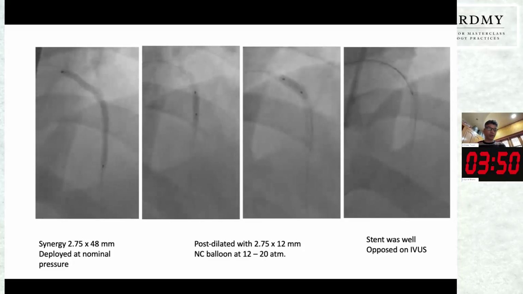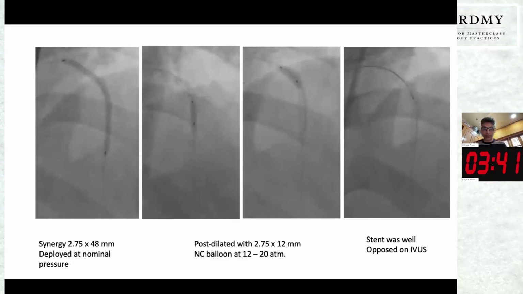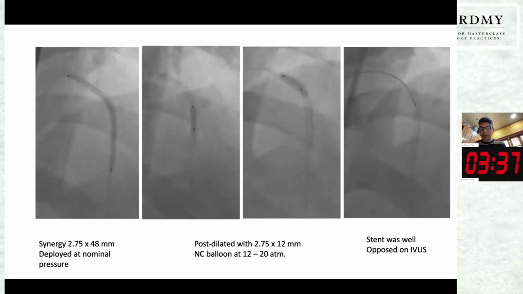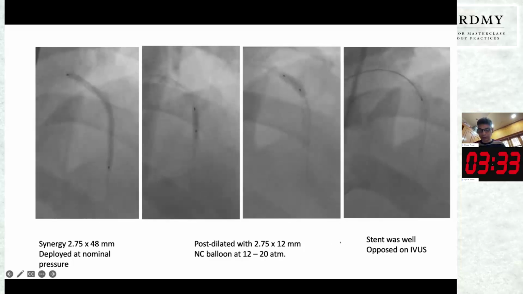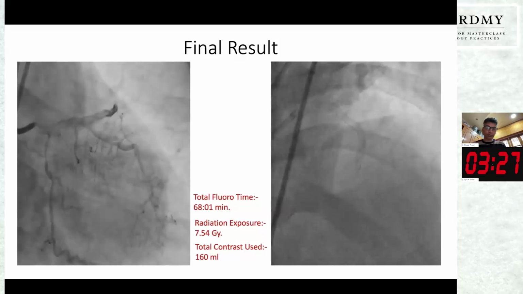A Synergy 2.75 by 40 stent was deployed there, and post-dilated again with a 2.75 by 12 balloon. It was guided by IVUS only, and sequential dilatation was done. The final run of IVUS showed a well-apposed stent, with no edge dissection. So this was the final result.